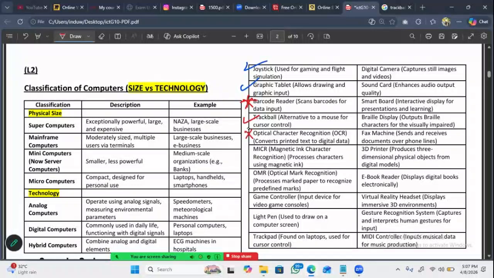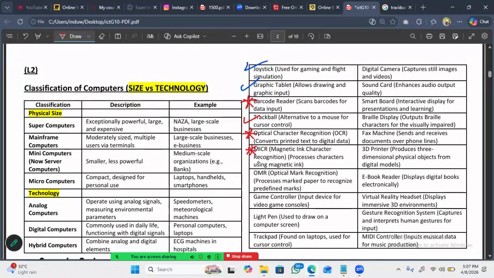Optical character recognition, put a star mark, another important one. MICR, another important one. OMR also important. Game controllers, like joysticks and all, same thing. And light pen. I can show you a light pen.